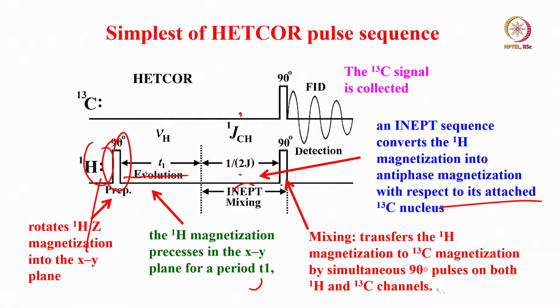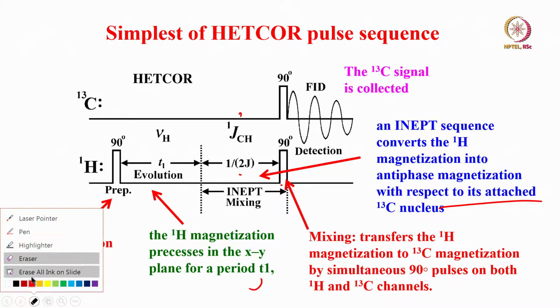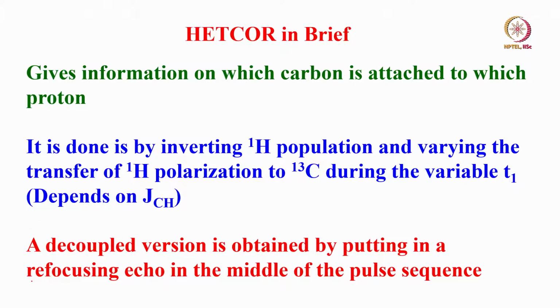What we are going to do here is, in a simple way, bring the magnetization to the xy plane, allow it to evolve, bring in isotropic mixing and transfer the magnetization from carbon to proton, and start detecting the proton. You can also do the decoupling. This is the simple experiment for HETCOR. In brief, it gives information on which carbon is attached to which proton.